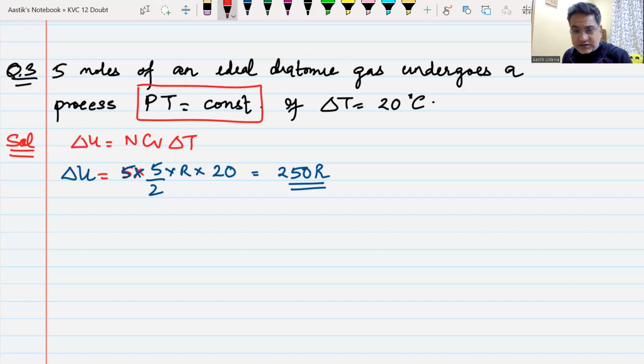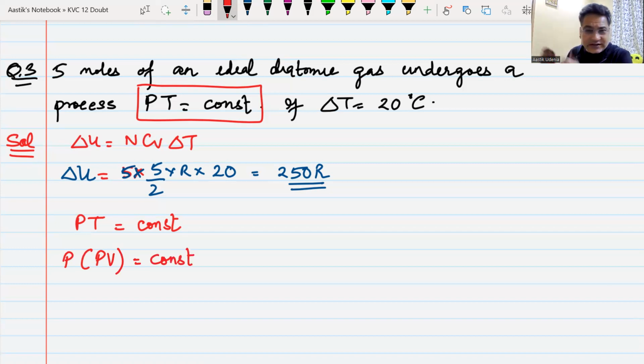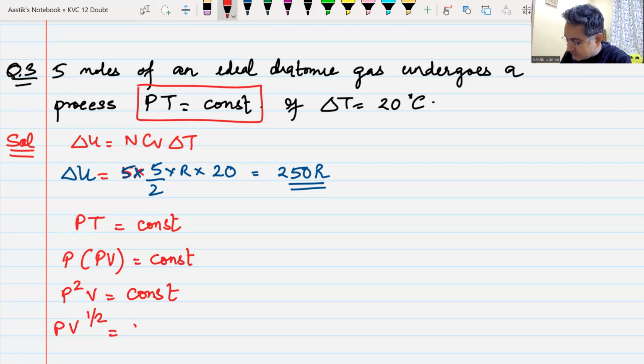Now P into T is constant. Either you compare it with the equation of P and T, or what I do is I make this equation into an equation between P and V. T can be written as P into V divided by a constant, nR. Remember, constant could be anything. So I can write this equation as P squared into V is a constant. That means I can write it as P into V raised to the power half is a constant.